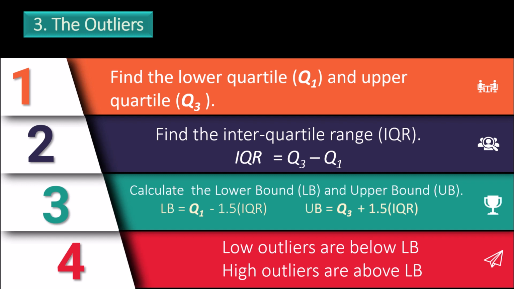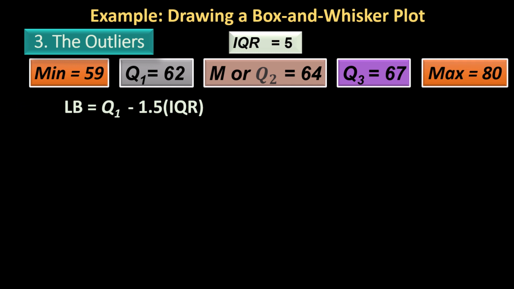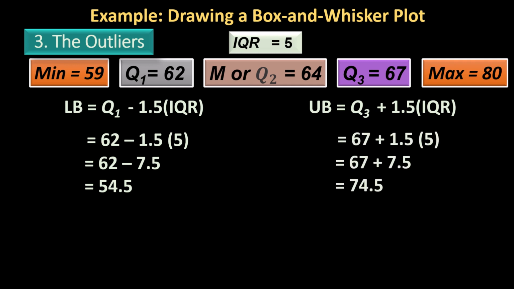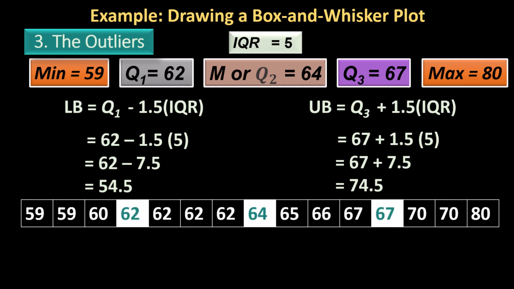So what is step 3? Find the lower bound and upper bound. Yes, the lower bound is Q1 minus 1.5 IQR. Plug in the numbers, and that is 54.5. Then go to the upper bound, Q3 plus 1.5 IQR. Plug in the numbers and get the answer for the upper bound. Then again consider our ordered data set. So 54.5 should be over here.